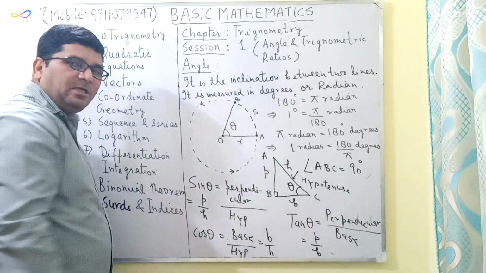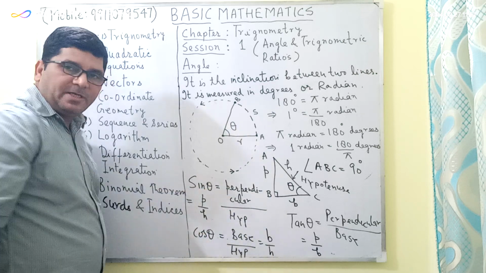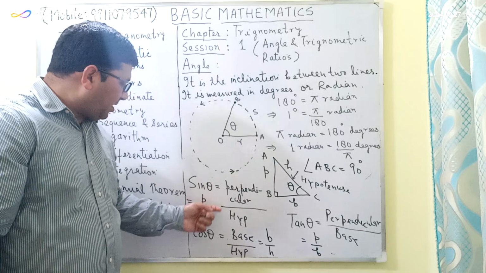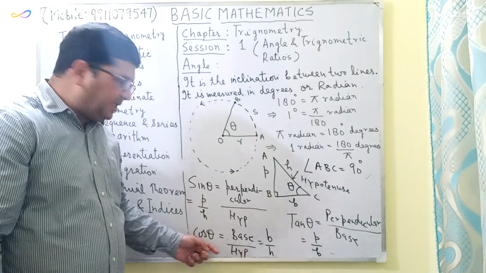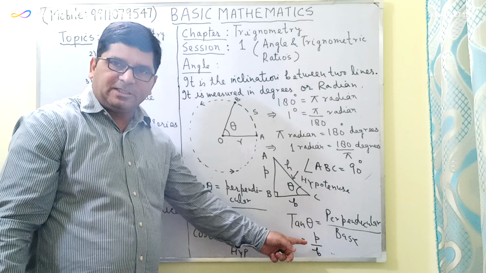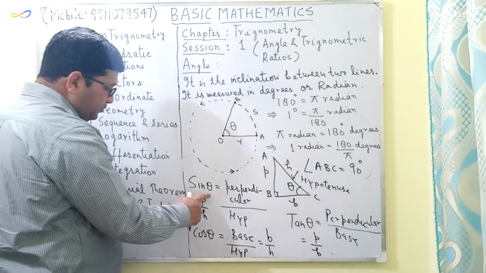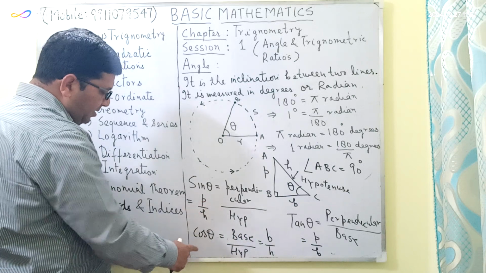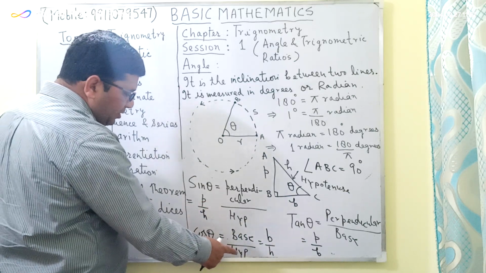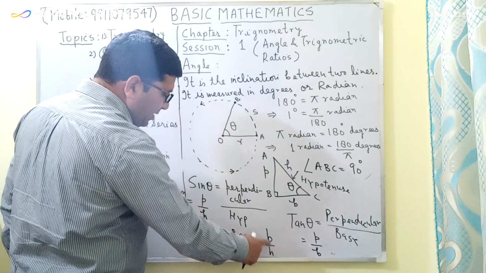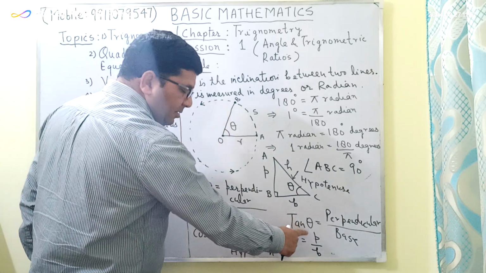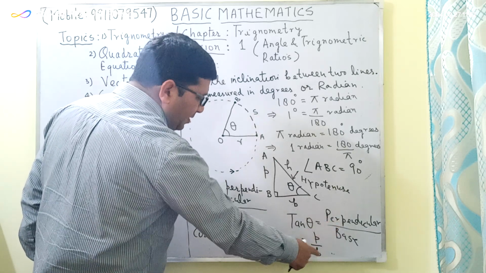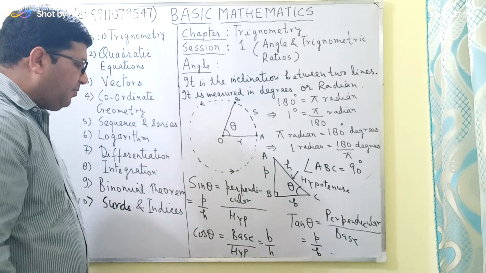Now let us discuss the reciprocal of these three trigonometric ratios. The reciprocal of sin theta is cosec theta. The reciprocal of cos theta is sec theta, and the reciprocal of tan theta is cot theta. That is, cosec theta will be equal to hypotenuse upon perpendicular, or h upon p. Sec theta will be equal to hypotenuse upon base, that is h upon b. And cot theta, the reciprocal of tan theta, will be equal to base upon perpendicular, so b upon p.